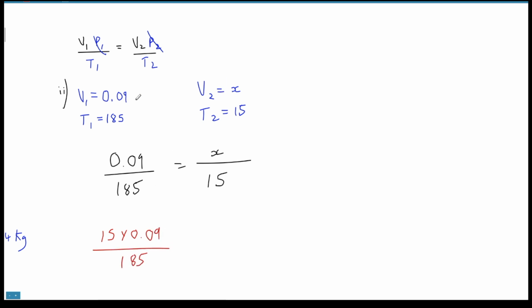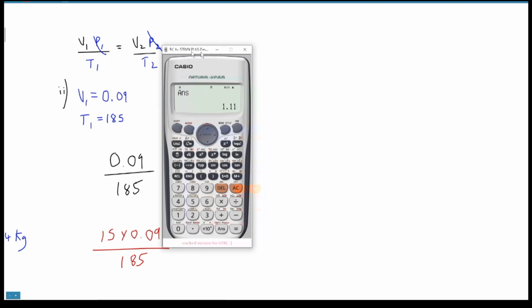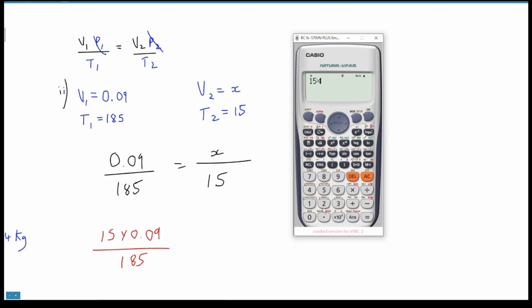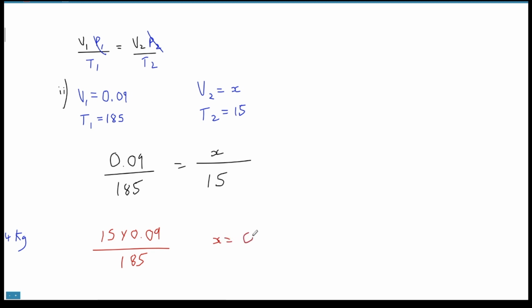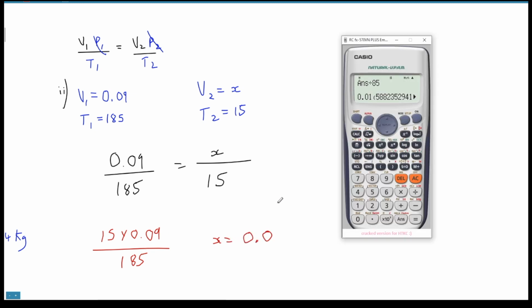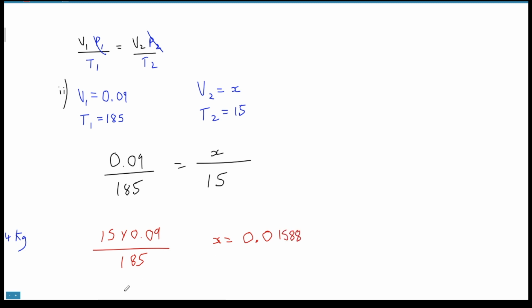And we're expecting the volume to get a lot smaller because it's getting colder. So here's my calculator. Let's try it. 15 times 0.09, divide that by 185. 0.01, that's much better. So X is equal to 0.0015888235 meters cubed. That is much, much smaller. It's gone from 9 liters down to 1.5 liters, which is pretty good. I mean, it's dropped like 170 degrees. So it's pretty good. Okay, well, on to the next one.